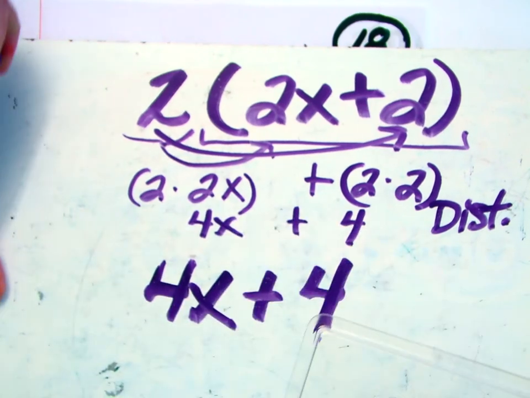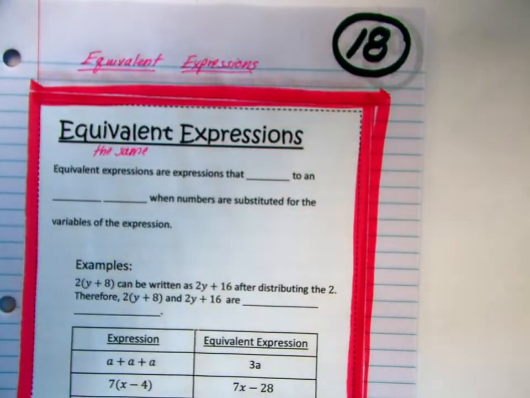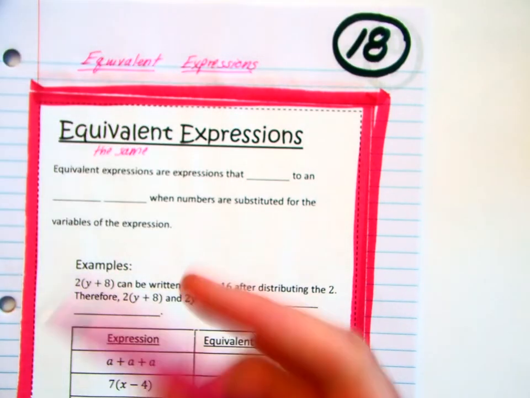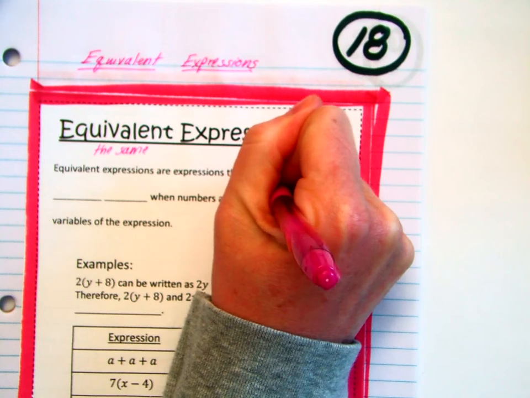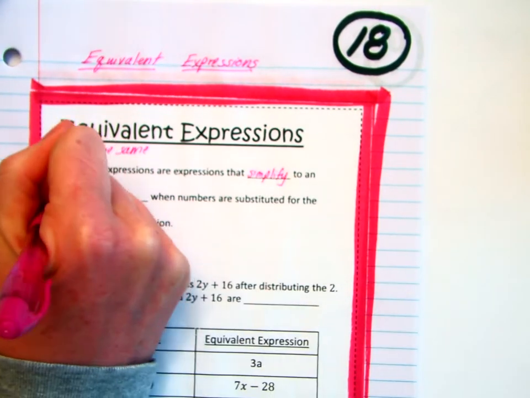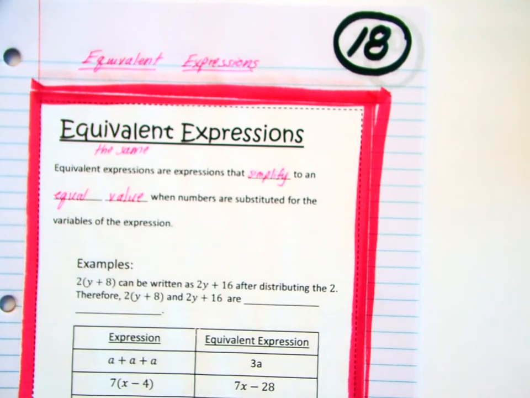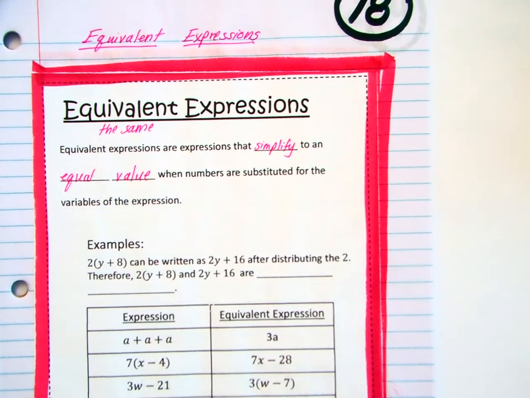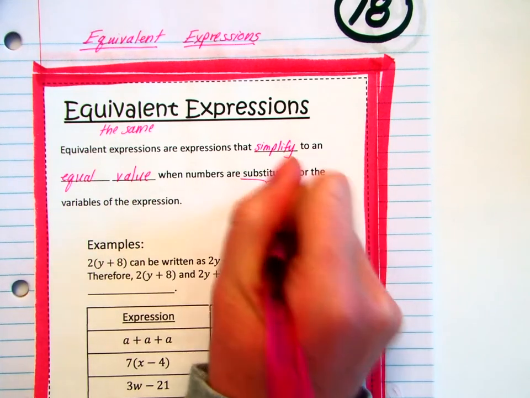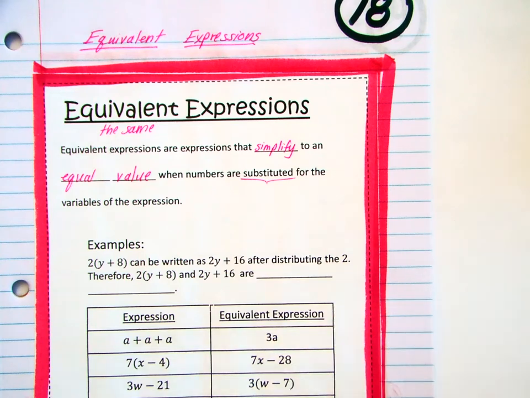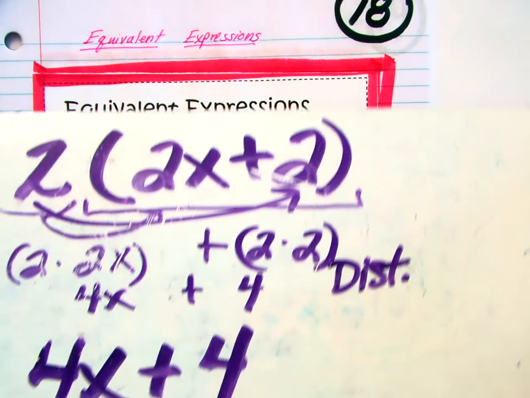Now let's fill out the interactive notebook page that correlates with this concept. Equivalent expressions. Equivalent expressions are expressions that simplify to an equal value when numbers are substituted for the variables of the expression. When they're talking about substitution there, they're saying if I make a value for x and put it into both expressions, I should get the same answer. We talked about that during class. I can prove it again here.